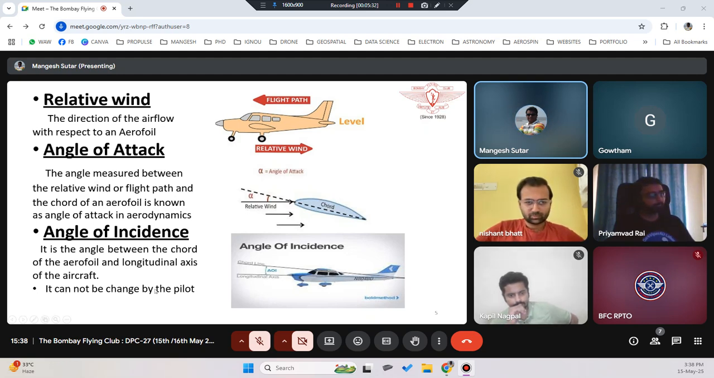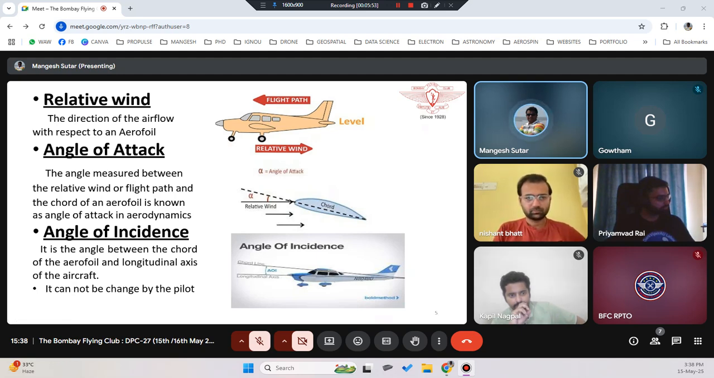This angle cannot be changed by the pilot because these are two fixed things. Your longitudinal axis is fixed. This angle of incidence can be defined only during the design of your aircraft, not during anything else. Whereas angle of attack can be changed, can be modified with respect to your flight.